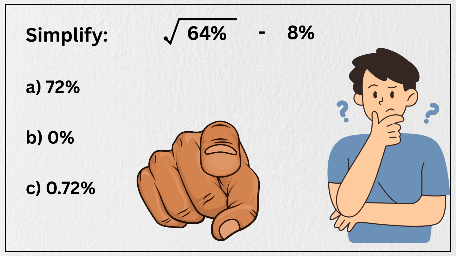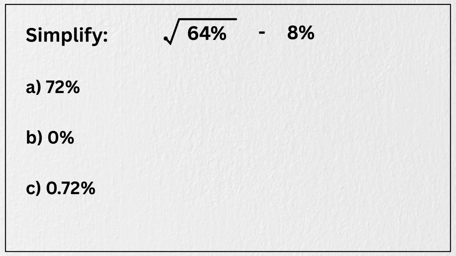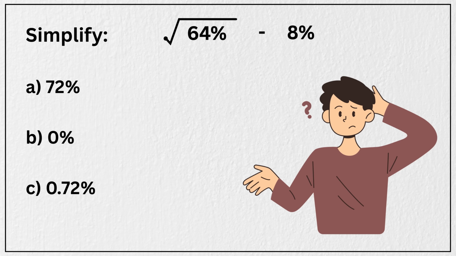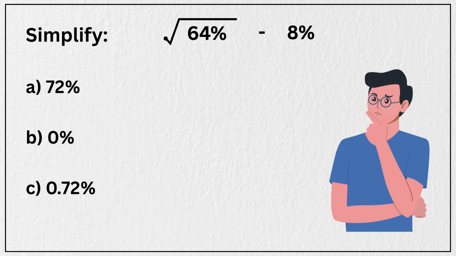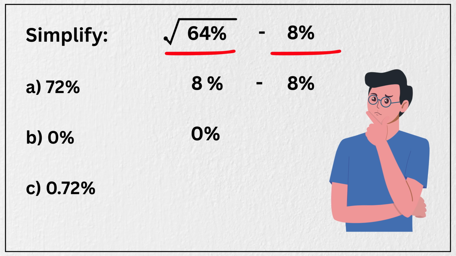Can you solve this tricky radical root SAT math question? We are given the following expression: the square root of 64% minus 8%. At first, some people might think this is simple. They might say, the square root of 64 is 8, so this becomes 8% minus 8%, which is 0%. So the correct answer must be choice B.